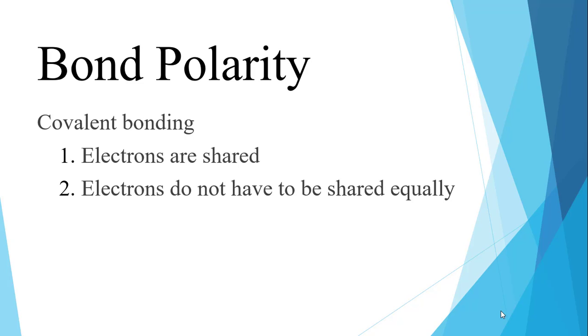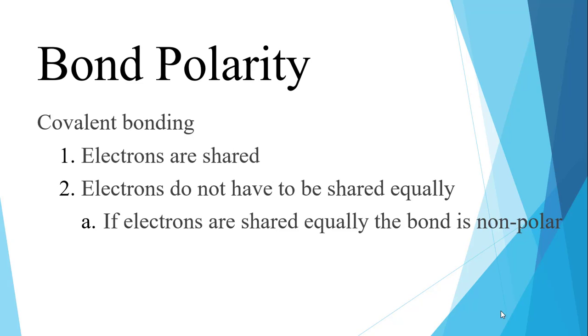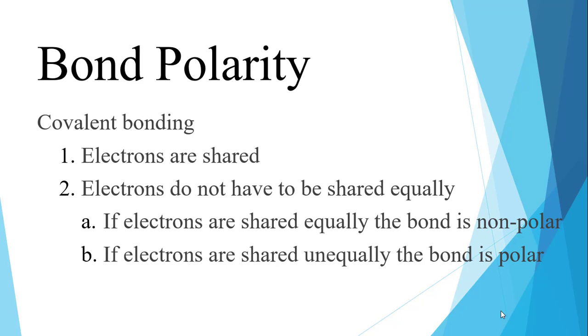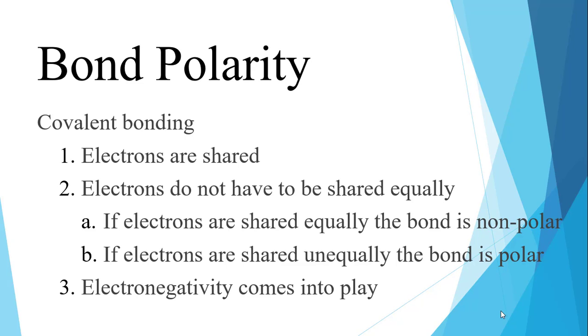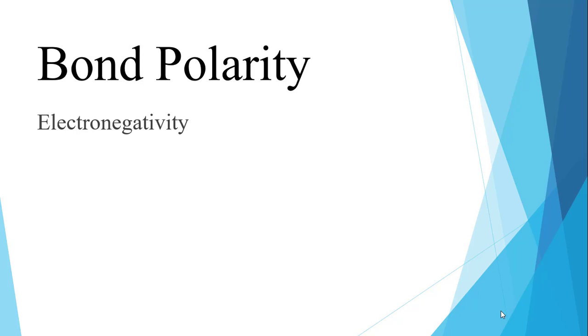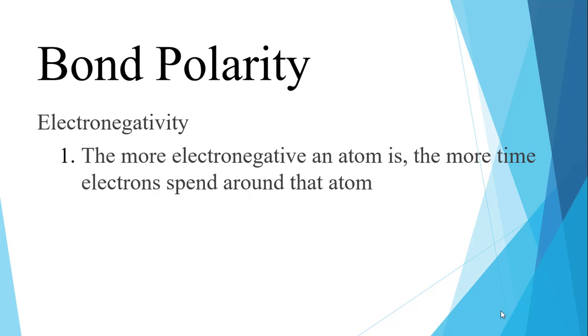However, electrons do not have to be shared equally. If the electrons are shared equally, we say the bond is nonpolar. If the electrons are shared unequally, we say the bond is polar. Electronegativity comes into play here. So with electronegativity, the more electronegative an atom is, the more time the electrons spend around that atom.